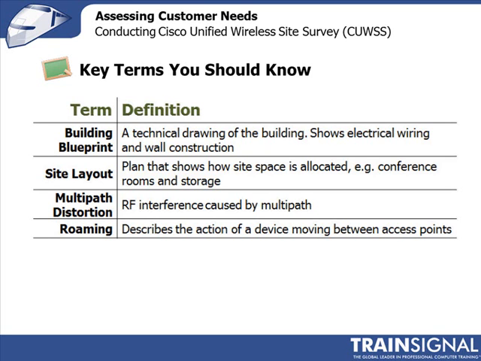Roaming. I mentioned roaming a couple of times. Roaming is when I move between access points. So let's say I'm making a voice call on my IP phone and I'm on access point 1 and I move to access point 2. We consider that movement to be roaming, and the system needs to make sure I don't lose my connection when I go between those access points.